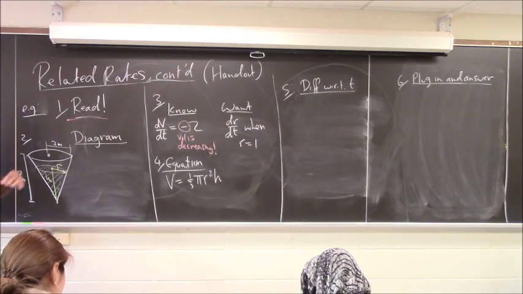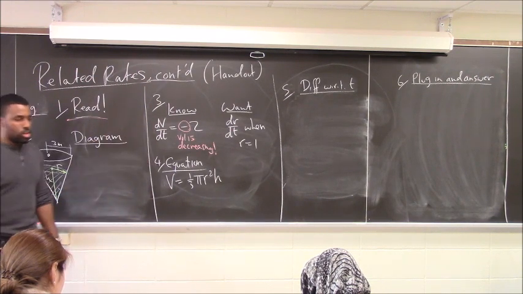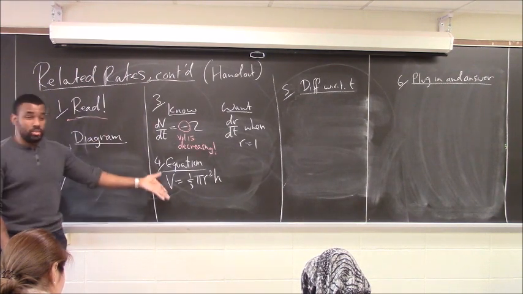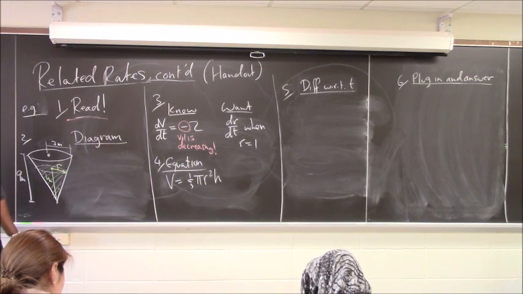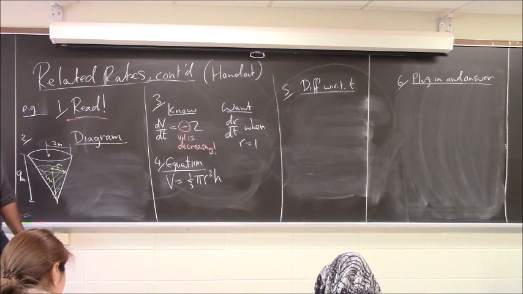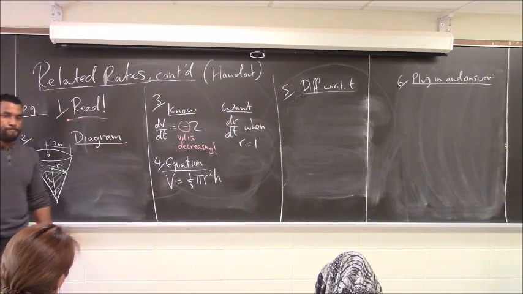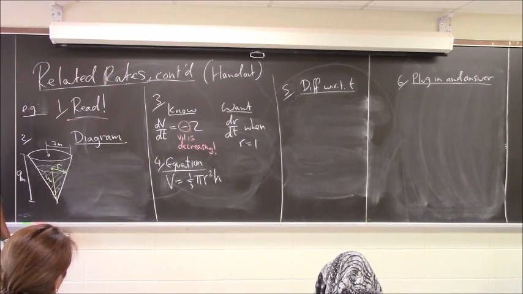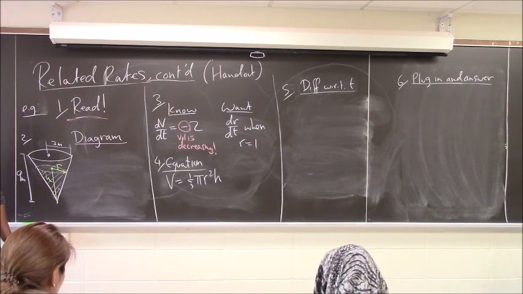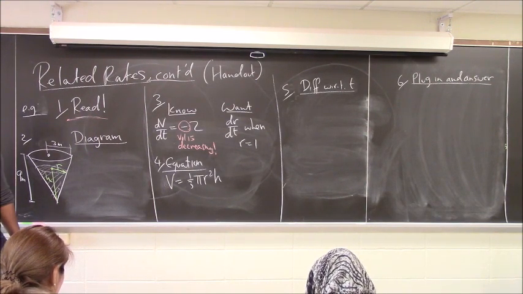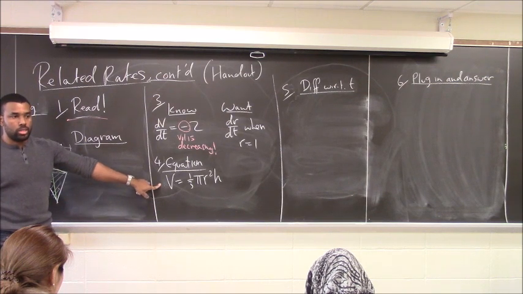So we've read, fully understood the situation, we have a picture to go with it, we wrote down our knowns and what we want, and we were given the equation, very nice of them. The next step is to differentiate the equation. So what would the derivative of this be? Derivative of this guy, what is it going to be?